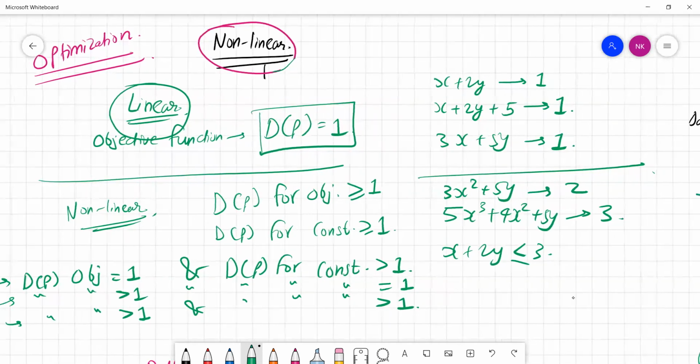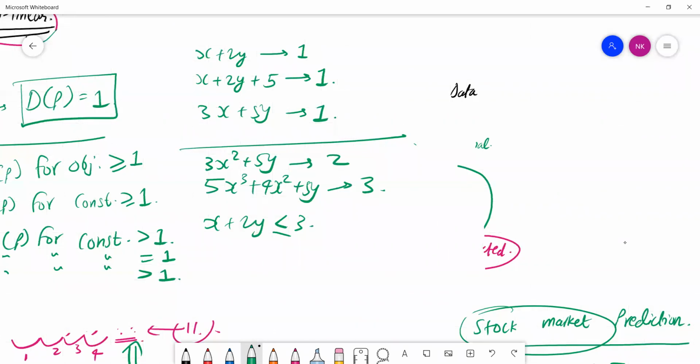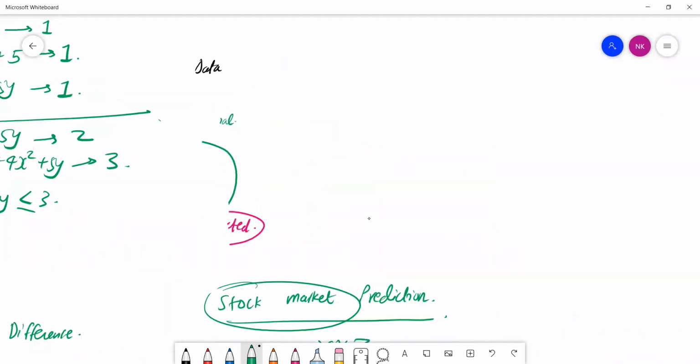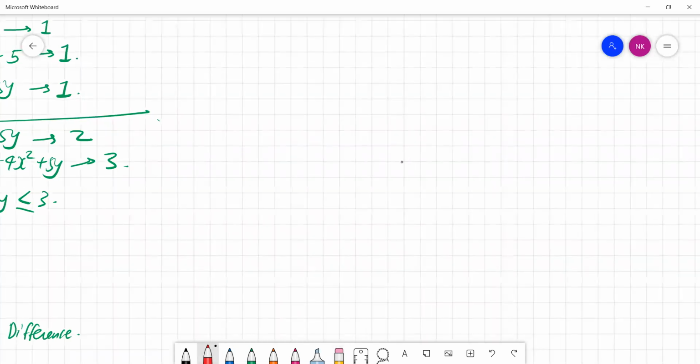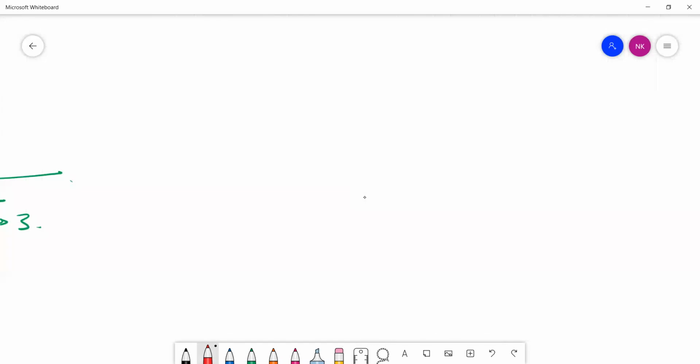Now, I won't be saying anything else about this nonlinear objective function as of now. I will be simply giving you one question to solve, and you will be solving it and coming in the next lecture with the solution of this particular question. I would be recommending everybody to just write this particular question.